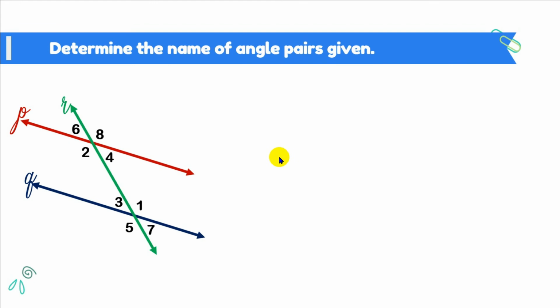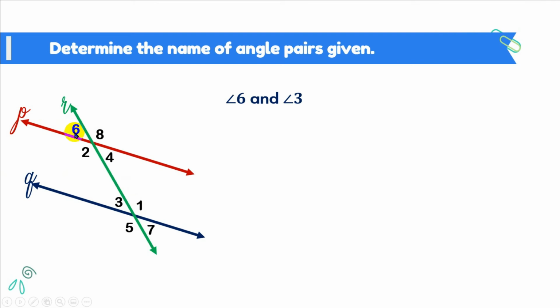So, next, let's do more. So here we are going to determine the name of the angle pairs given. Parallel lines are line P and line Q, and the transversal line is the line R. First angle pair here is 6 and 3. So how or what is the name of this angle pair?